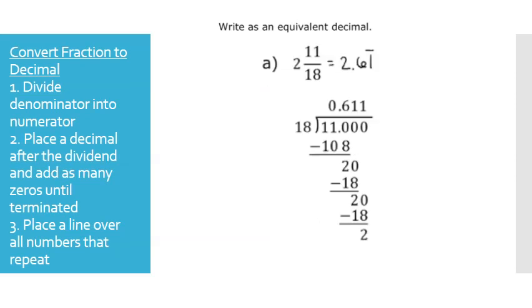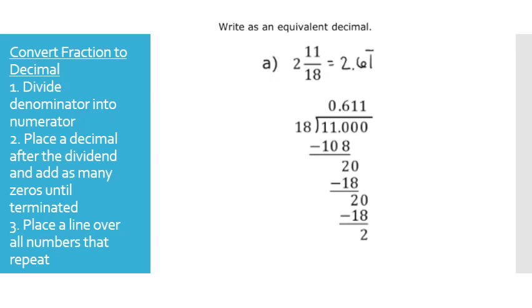Okay, so here we are going to take 2 and 11/18 and convert it to a decimal. So for us to do our computation to figure out what our decimal number is, we're just going to ignore the 2. So just put your finger over 2. When you put your finger over 2, we're looking at 11 over 18. That's the only thing that we're focusing on here.